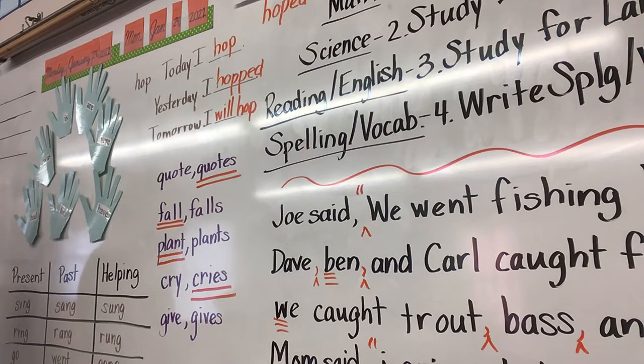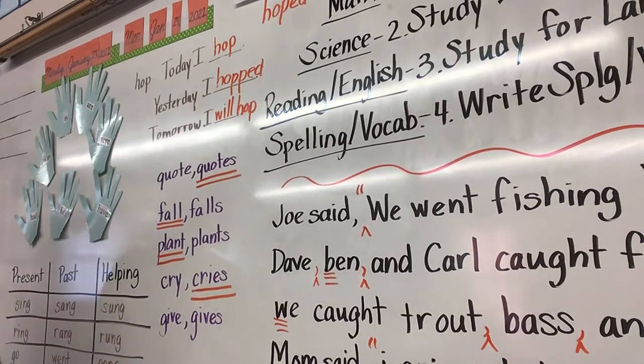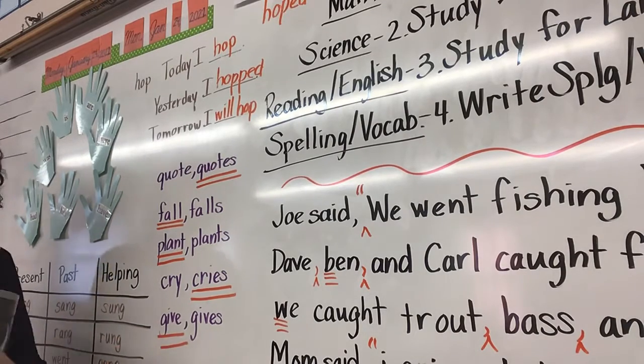Sally and Keith give or gives their old toys to charity. So Sally and Keith, what would that be? Plural. So we're gonna go with give. Sally and Keith give, because 2 people means it's gonna be plural, so go with give.